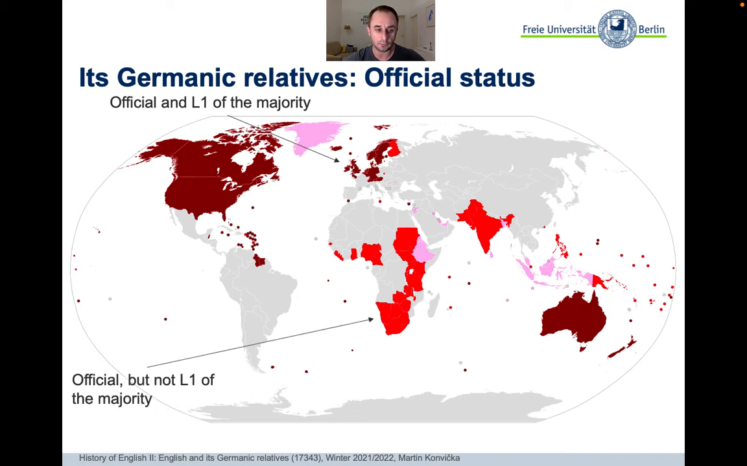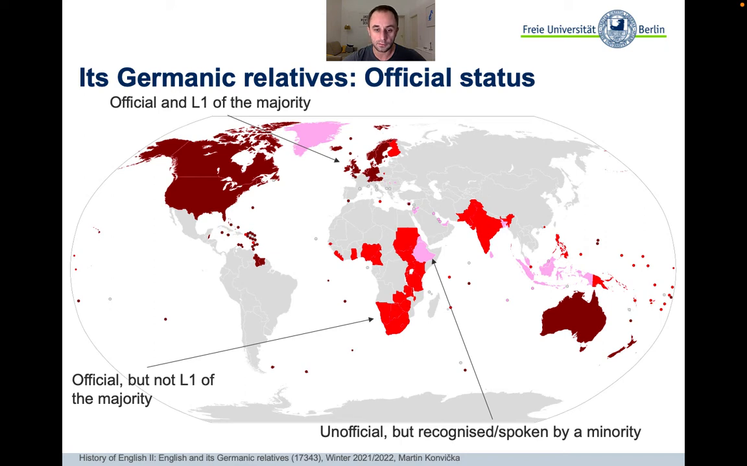Then there are other countries where a Germanic language is official, but it is not the L1 of the majority. So it is being used perhaps by a minority or only in certain contexts, but nevertheless it has an official status.